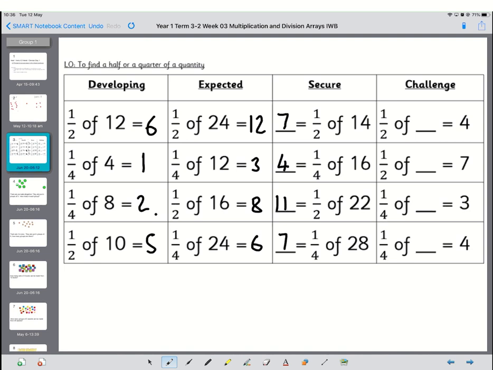Right, half of something makes 4, so we need to put 4 into each side, and that means we've got 2 sets of 4, which is 8. Half of something makes 7, so we need to put 7 in each side, so we've got 2 groups of 7, which makes 14. Quarter of 3, putting 3 in each of those 4 sections, so we've got 4 groups of 3, which is 12. And the last one, 4 into each section, 4 groups of 4 is 16. Okay, brilliant.